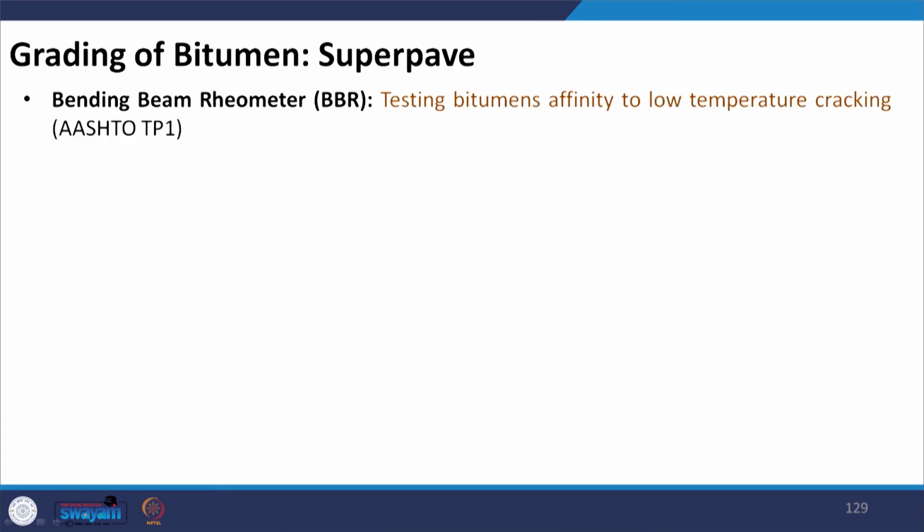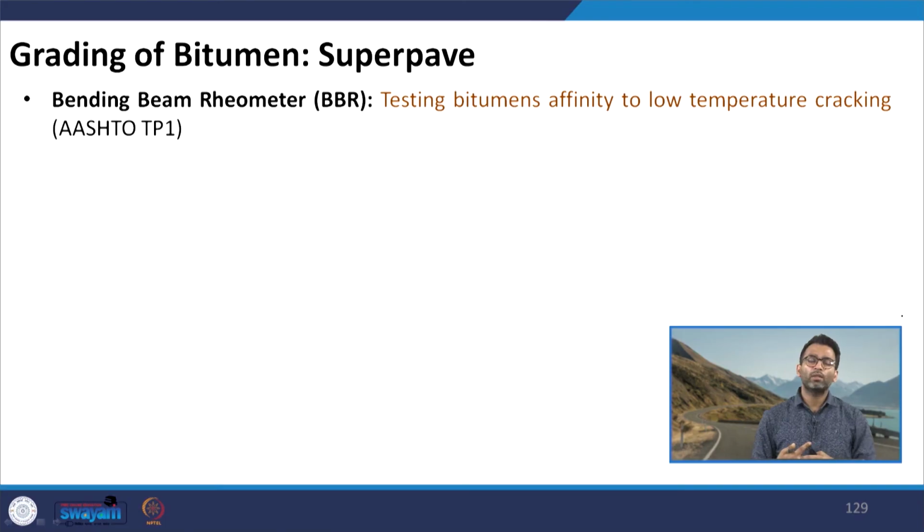Moving further, this was about the high temperature and intermediate temperature performance criteria as per the Superpave grading system. Now let us talk about the low temperature criteria. Before I show you any table with these specifications, let us try to understand the test methods. We have two different tests here which are required to be done: one is the bending beam rheometer and the other is the direct tension tester.